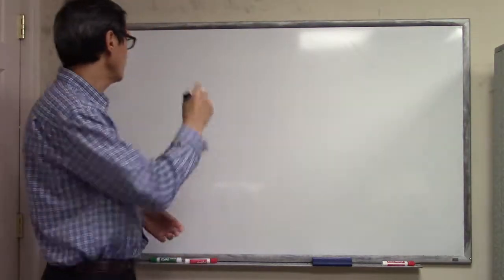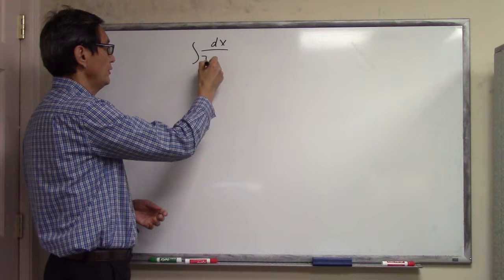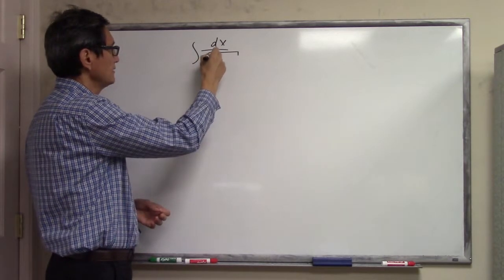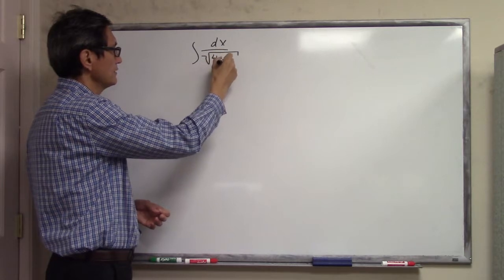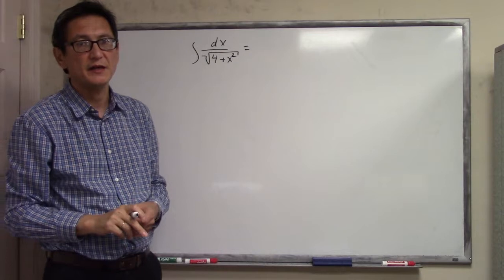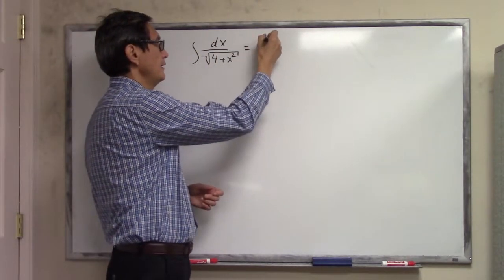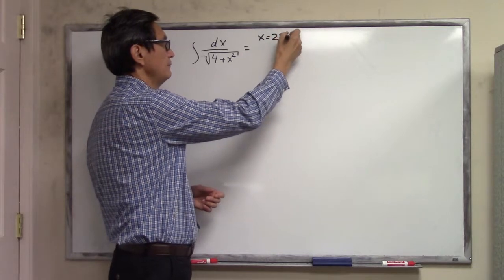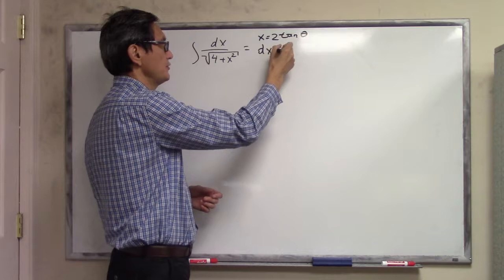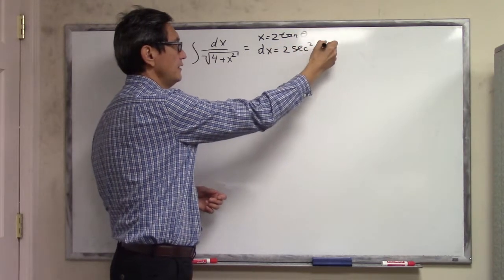We want to calculate the integral dx over the square root of, say, 4 plus x squared. So the substitution we are doing here is trig substitution: x equals 2 tangent theta, and dx comes to 2 secant squared theta d theta.